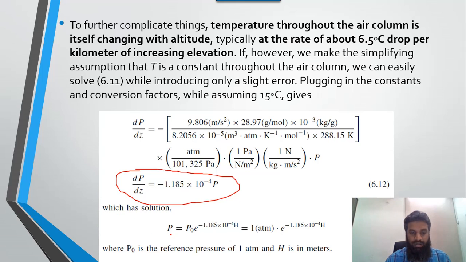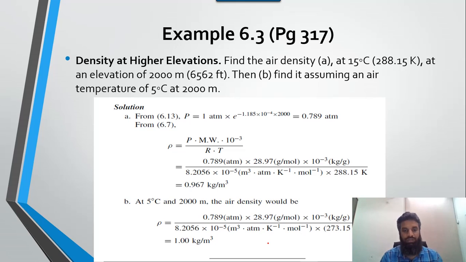The change in pressure is basically P naught into e raised to the power minus 1.185 into 10 to the minus 4 times the altitude. If the atmospheric pressure is 1, then this coefficient, when multiplied with the pressure, will give the overall pressure of the air. So if we have the value of the altitude, then we can calculate the output pressure.